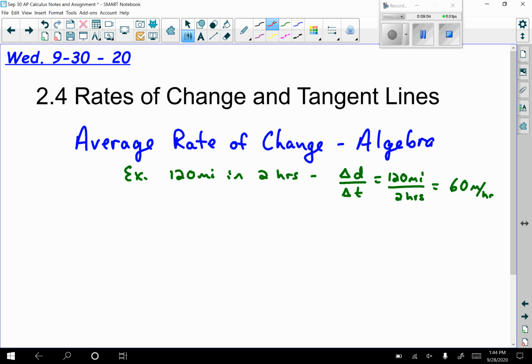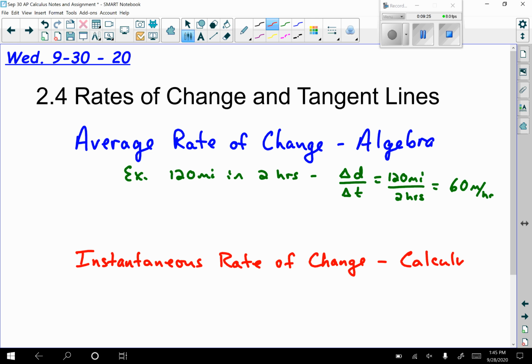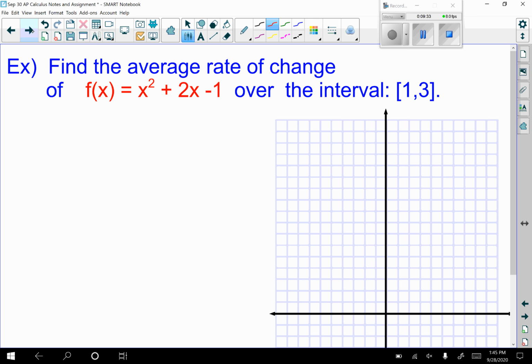But now, if we were to look at something called the instantaneous rate of change, that's what we use calculus for, and to get us to that point, we use limits. That's what separates algebra from calculus, is this idea of limits.